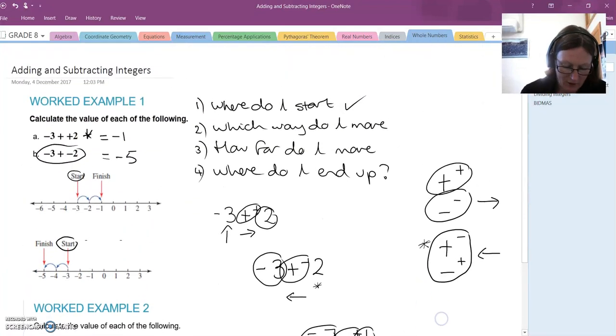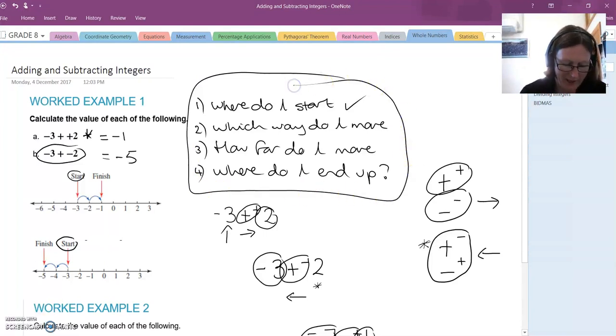So I must say I do like this method to work out when we're adding and subtracting our integers.